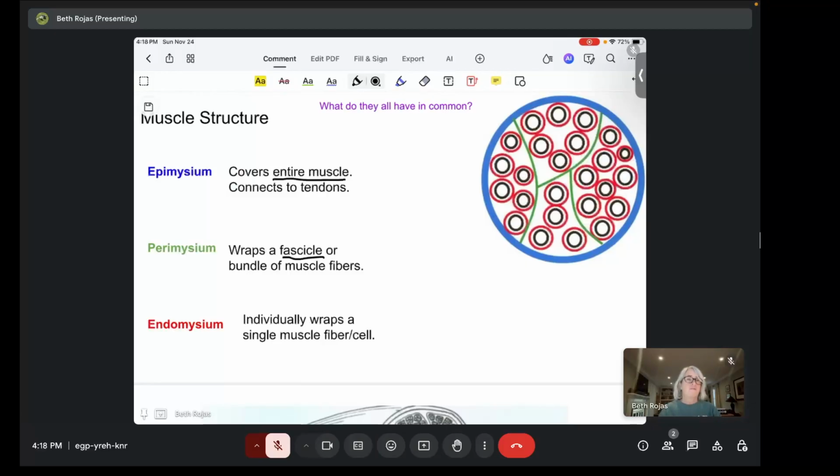And then finally we have the endomysium, which is very delicate tissue, wrapping just a single muscle cell or fiber, and that's in red. What do they all have in common? They're all made of connective tissue. And they help protect.